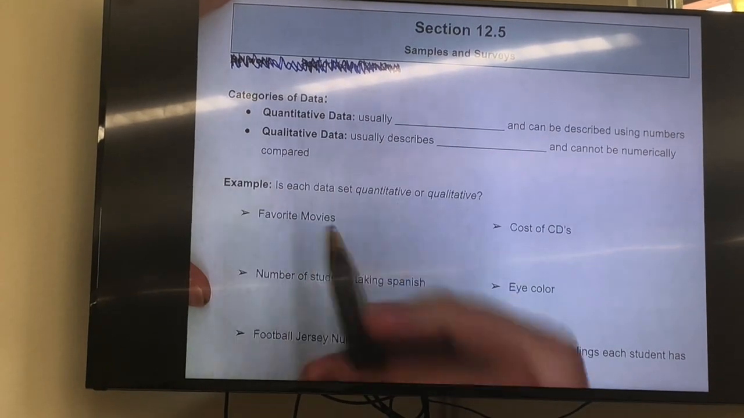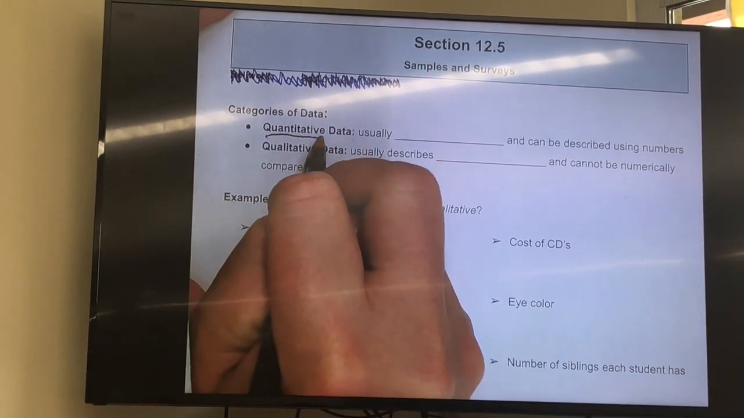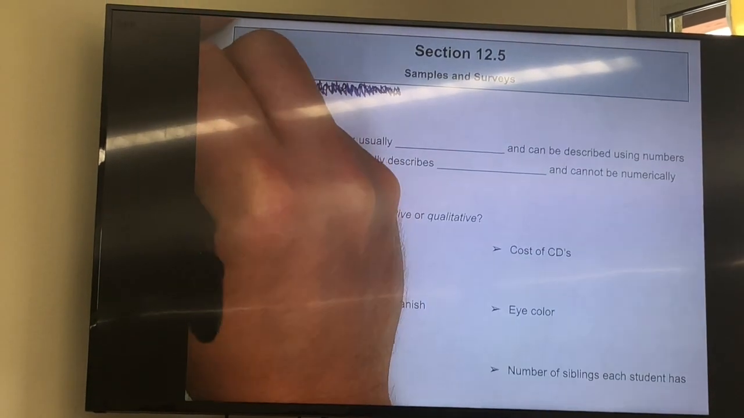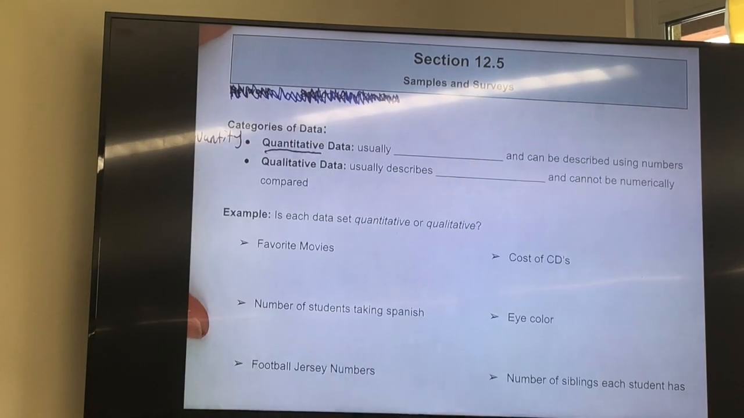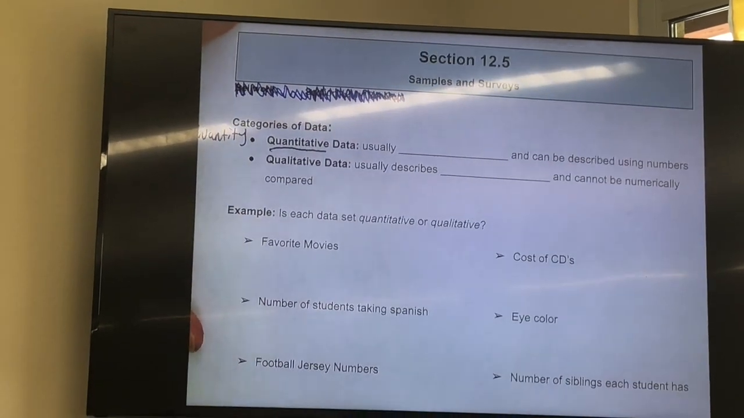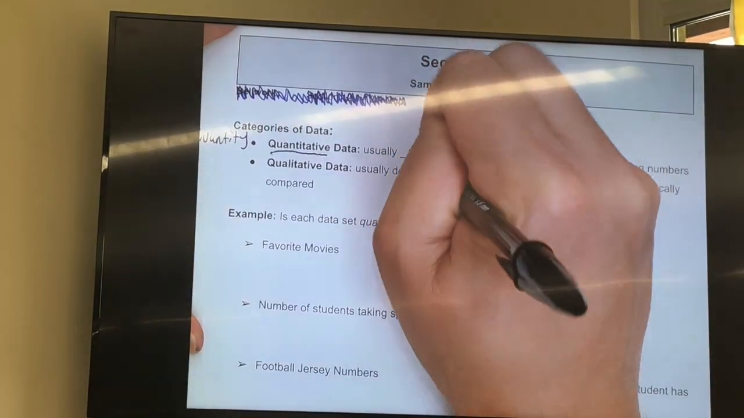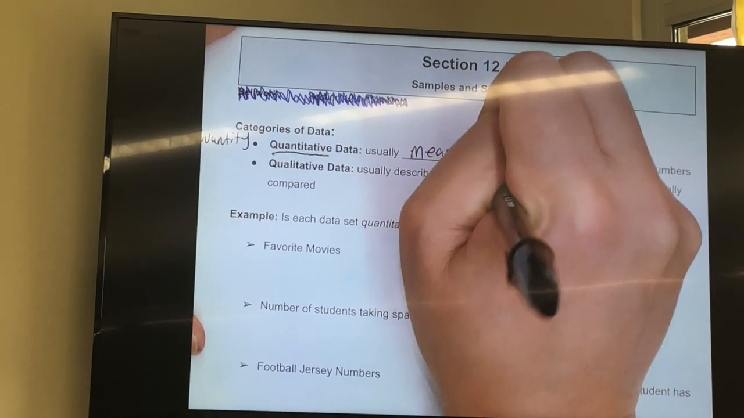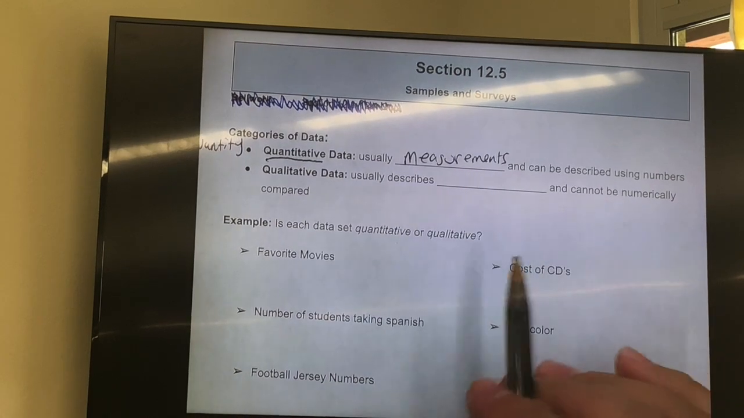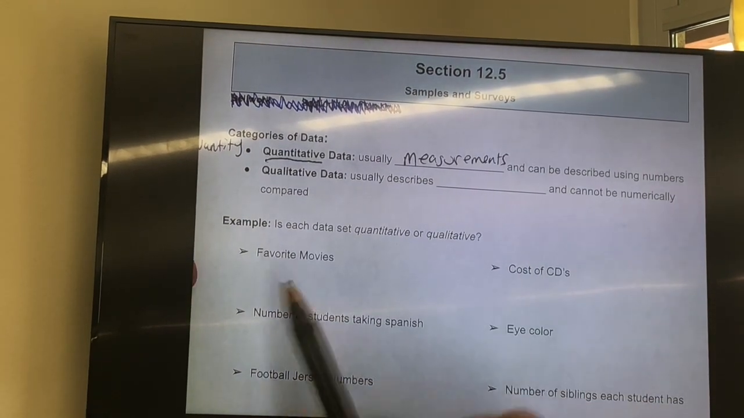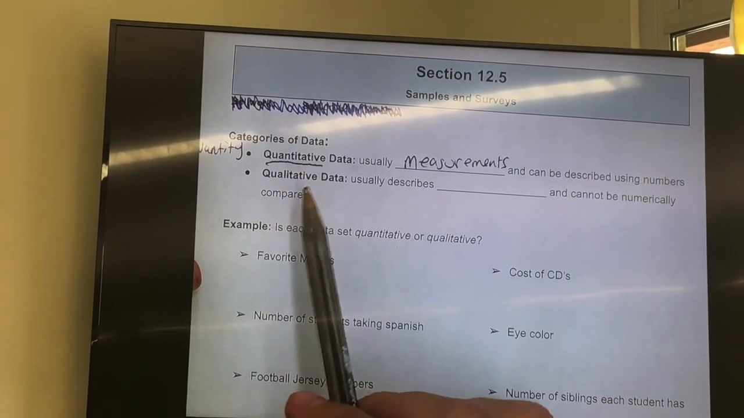We are looking at quantitative data. Okay, when I hear this, I hear quantity. This is usually measurements and can be described using numbers. So if we're counting things, that's going to usually be quantitative data.